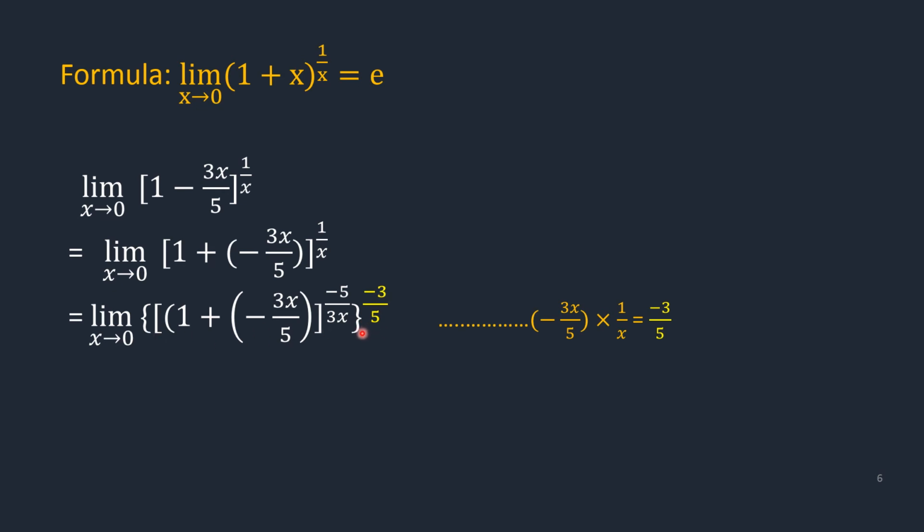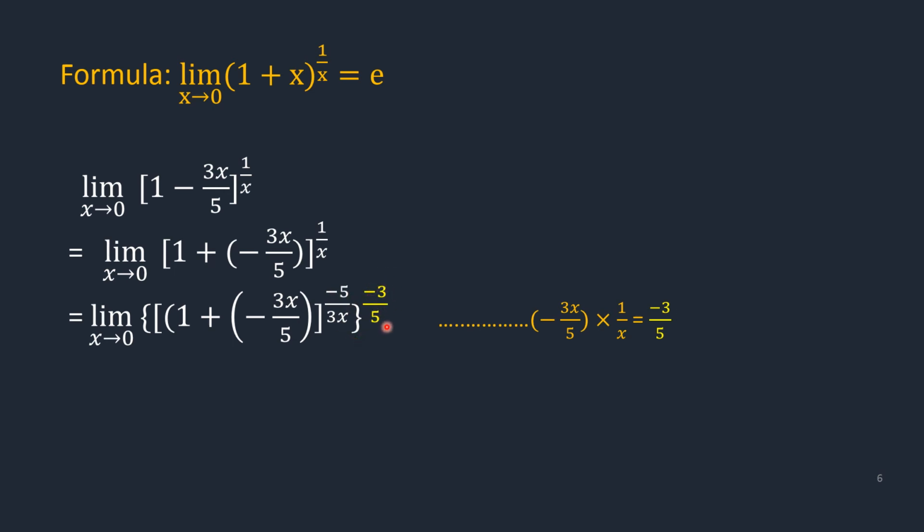Now, to ensure that our powers are correct, we will do the calculations. See here, this 5 will get cancelled with this 5, this 3 will get cancelled with this 3, minus into minus will be plus, and what is left here is 1 over x, which is the original power. So we have made the change and we have compensated it here.